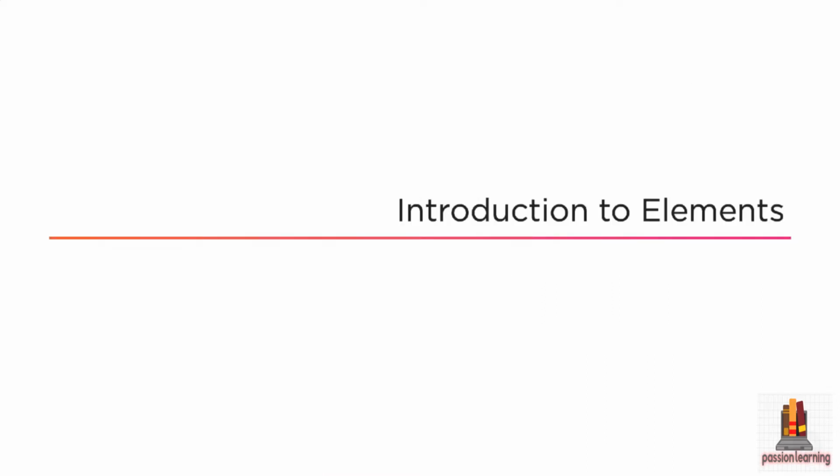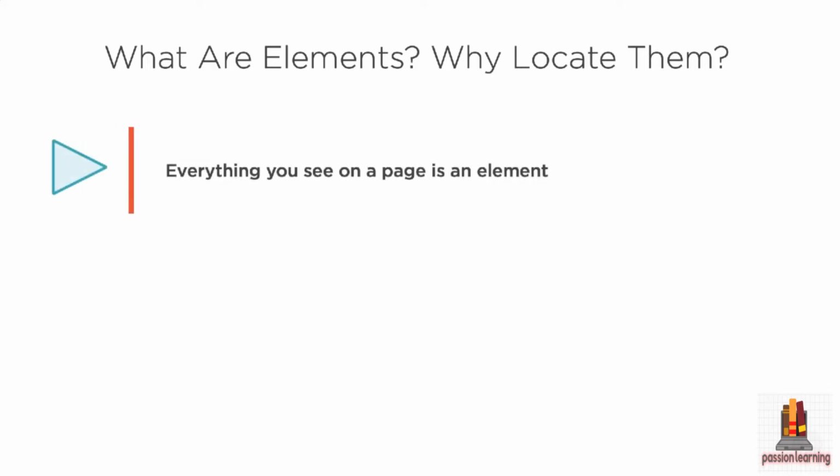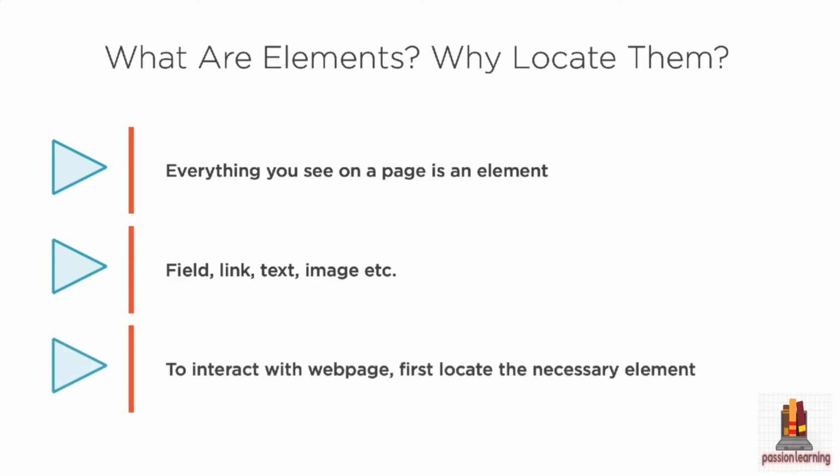First, let's talk about elements. What are elements? And why do you need to locate them? Elements are everything you see on a web page. Every field, link, image, text, and many things you don't see are all elements. It isn't really useful if you just manage to open web pages. You'll want to interact with and perform actions on these elements. And for that, you need to first locate the necessary element.